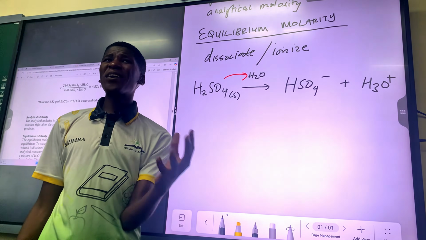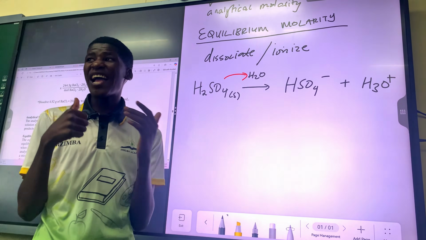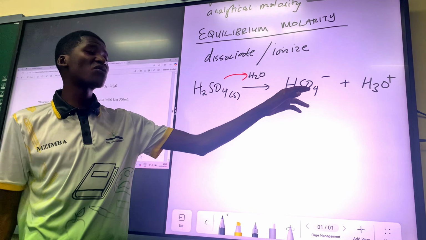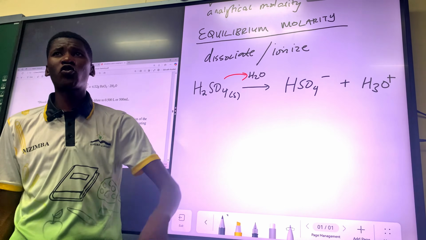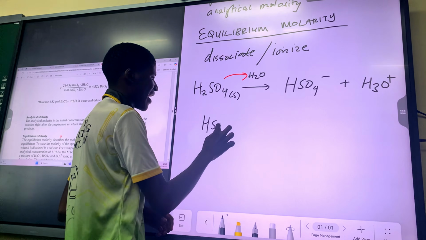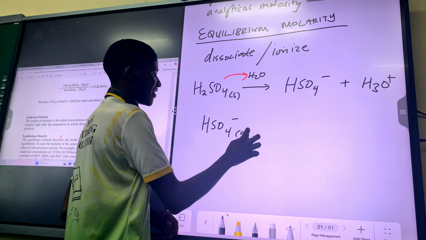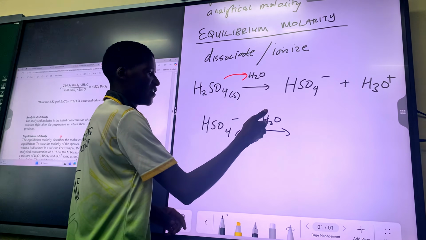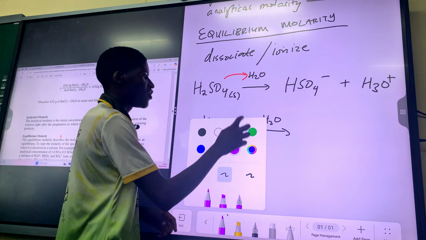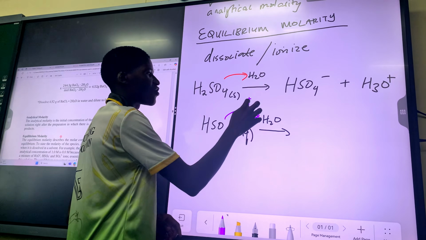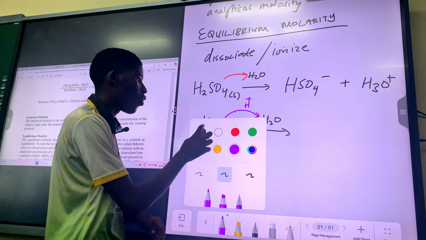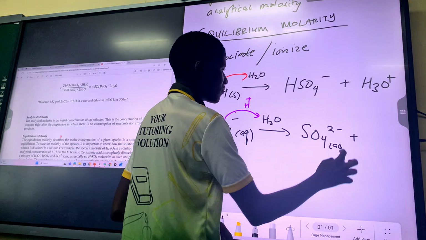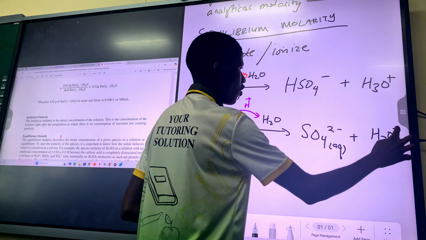Since we say it's a strong acid, it ionizes completely in water. It dissociates completely in water. So it means the remaining HSO4 minus will also give away its proton. HSO4 minus in aqueous solution, whenever you dissolve it in water, will give the other proton, the other hydrogen, to H2O. Then you remain with SO4 2 minus plus H3O plus.